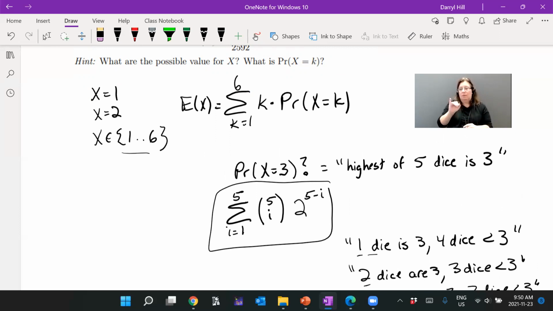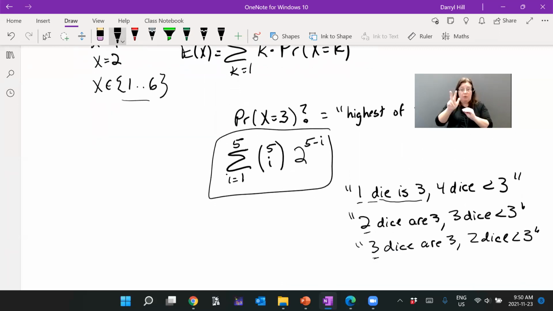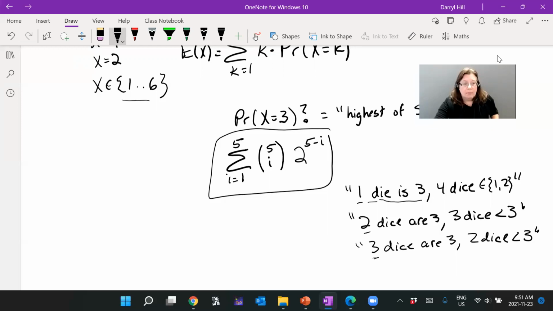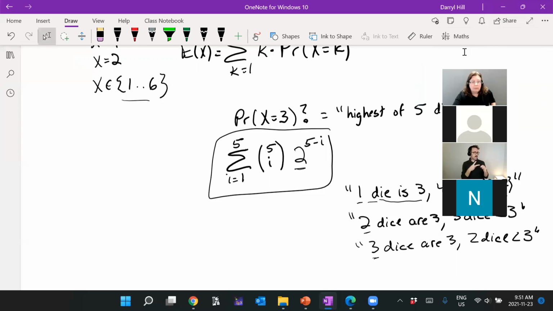Where did the 2 come from? So I'm saying the probability that X is equal to 3, right? So that means that the highest of 5 dice is 3. And if I say 1 die is equal to 3, then the other 4 dice must be either 1 or 2, right? So there's 2 possible values that they can take. Simply because I'm saying that this event is that the highest die roll was 3. Okay, so that's where this 2 comes from, because I have 2 choices for the value of that die roll.